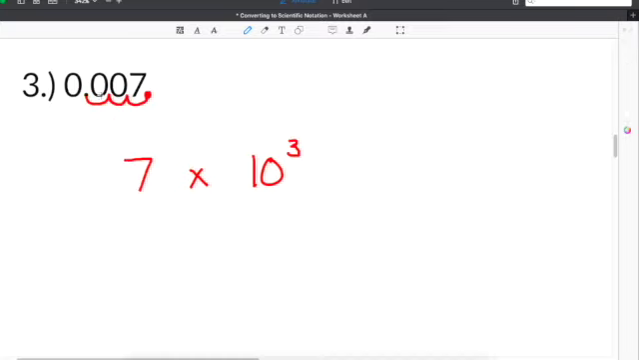But we started as a decimal, which is less than 1. So 0.007 is less than 1. And because this is a decimal, that means our exponent must be negative. So our final answer is 7 times 10 to the negative 3.